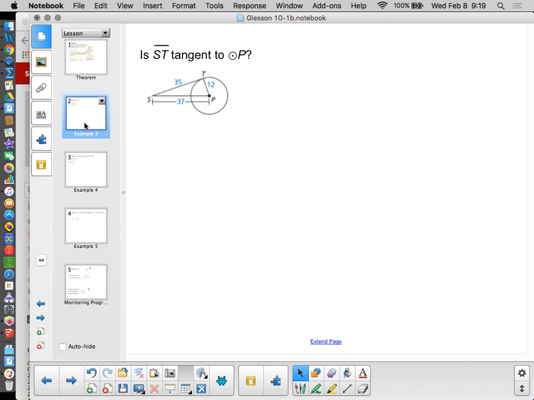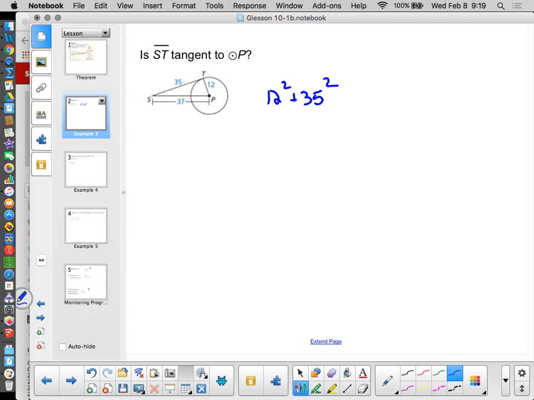So, first question, is segment ST tangent to circle P? Well, if it's going to be tangent, that means that that has to be a right angle. So I guess what we're checking here is, is this a right triangle, or is angle T a right angle? The way we check that, of course, is with Pythagorean theorem. So 12 squared plus 35 squared. And what's the relationship between that and the hypotenuse? 37 squared. Now again, be really careful when you're setting this up that you get the hypotenuse being the value that's by itself over here in the Pythagorean theorem itself.